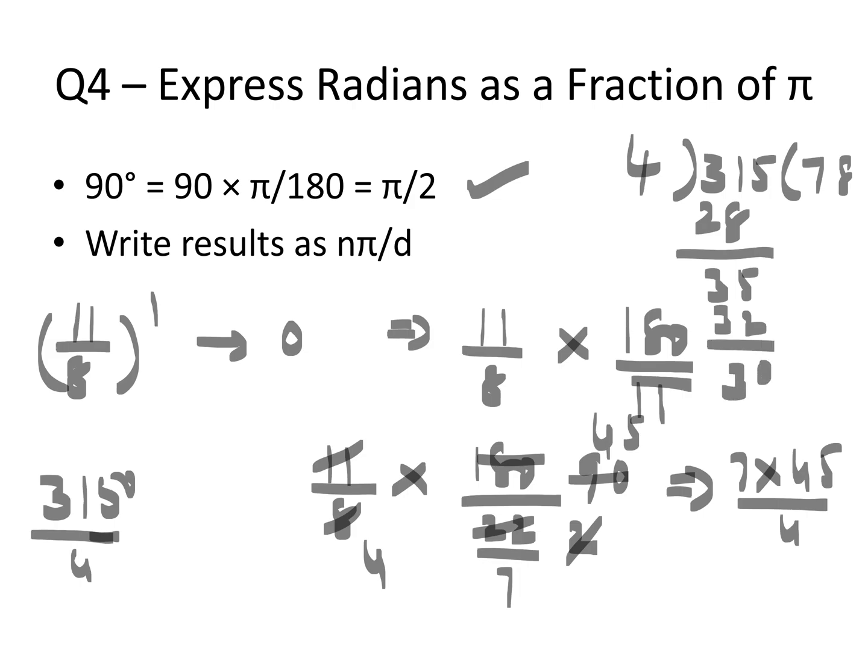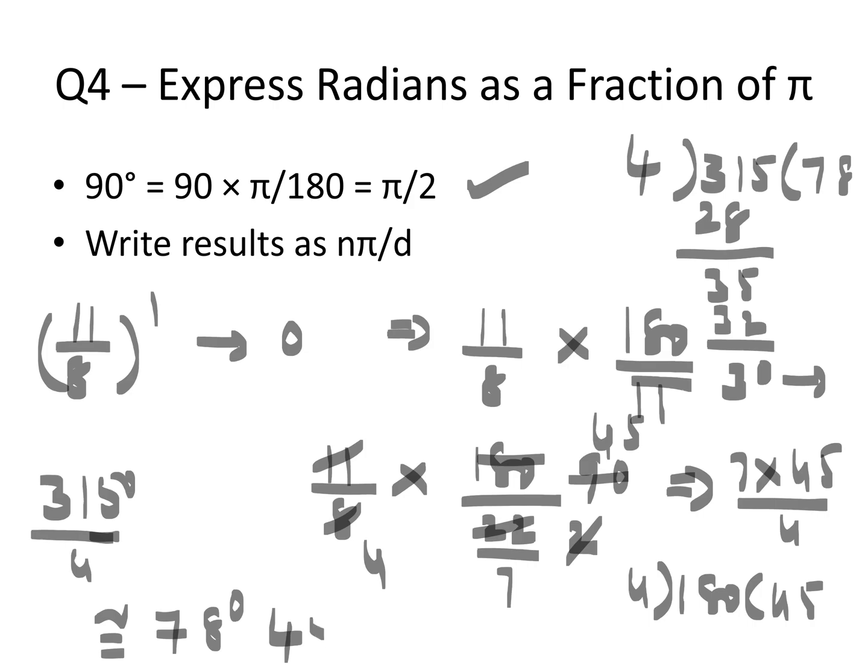So 78 degrees is completed, and the remainder is 3. 3 degrees left here. If I convert 3 degrees into minutes, that means 3 into 60, which is 180. 180 divided by 4 exactly goes 45 times here. That means 78 degrees and 45 minutes. So this is the way you can convert 11 by 8 radians in terms of degrees: 78 degrees and 45 minutes.